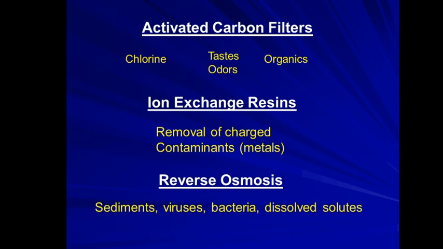Okay, so activated carbon filters are used to remove color, odor and taste. The ion exchange method is used to remove charged contaminants like metals. And reverse osmosis is used to remove sediments, viruses, bacteria and dissolved solids.